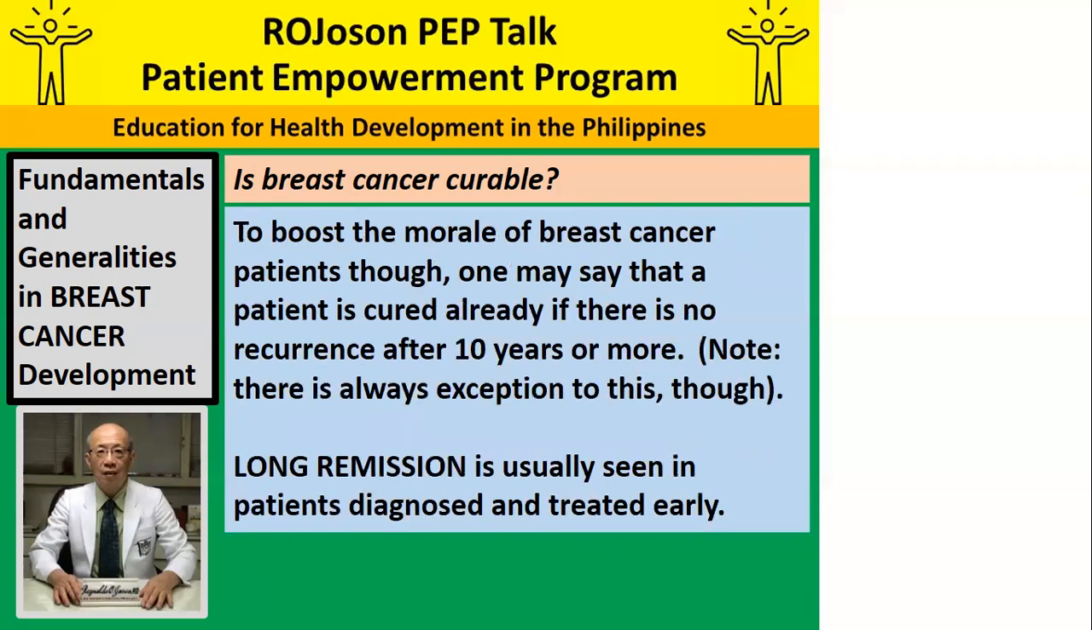To boost the morale of breast cancer patients, though, one may say that the patient is cured already if there is no recurrence after 10 years or more. But the caveat is there is always an exception to this. Long remission is usually seen in patients diagnosed and treated early. So the advice is to have the breast cancer diagnosed early and treated early also.